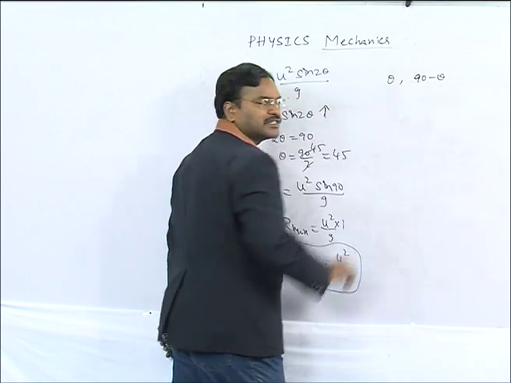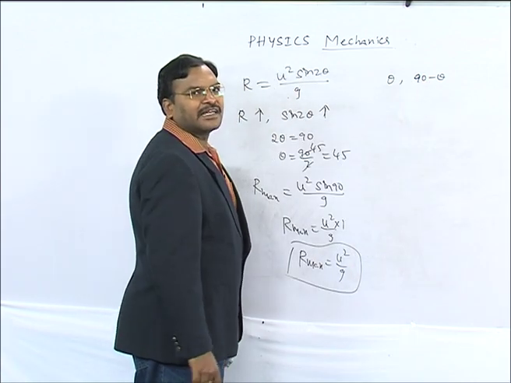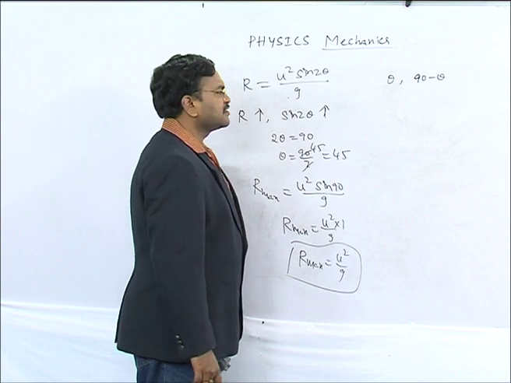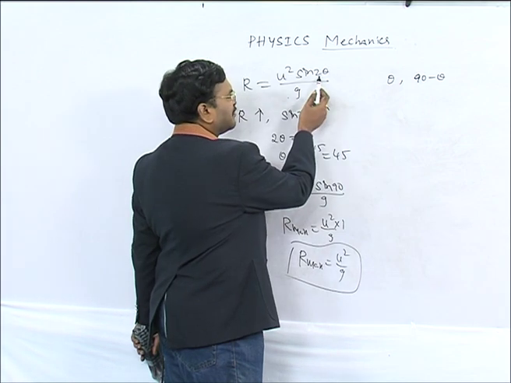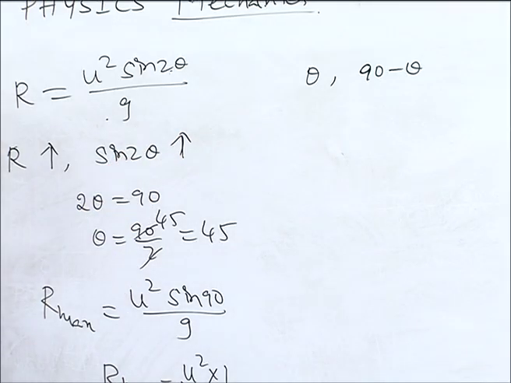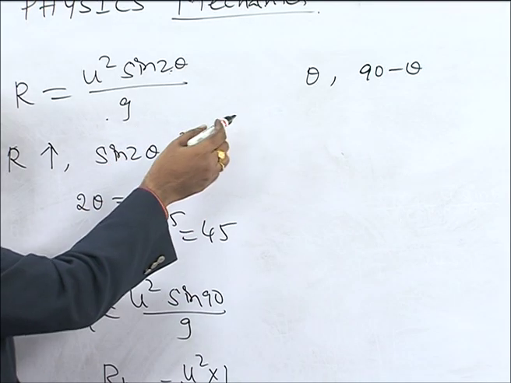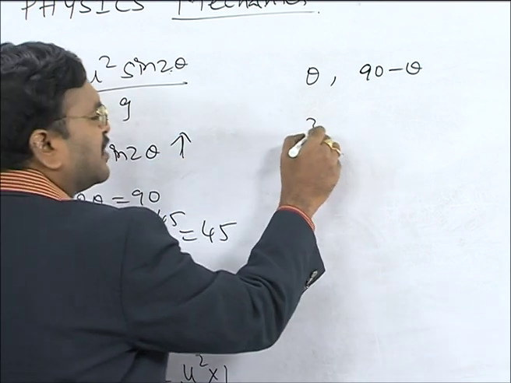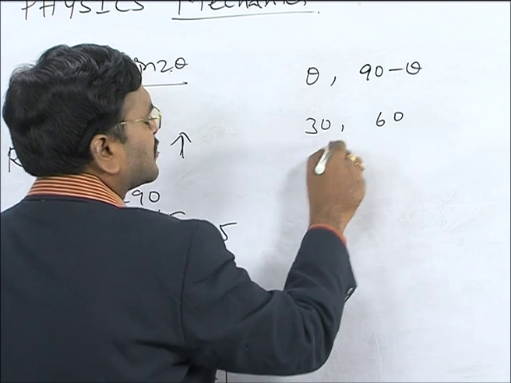Theta and 90 minus theta are called what? Complementary angles. Now sin 2 into 90 minus theta, sin 180 minus 2 theta. Sin 180 minus 2 theta how much? Sin 2 theta. Theta and 90 minus theta means what? Theta 30 degrees, it becomes 60 degrees.